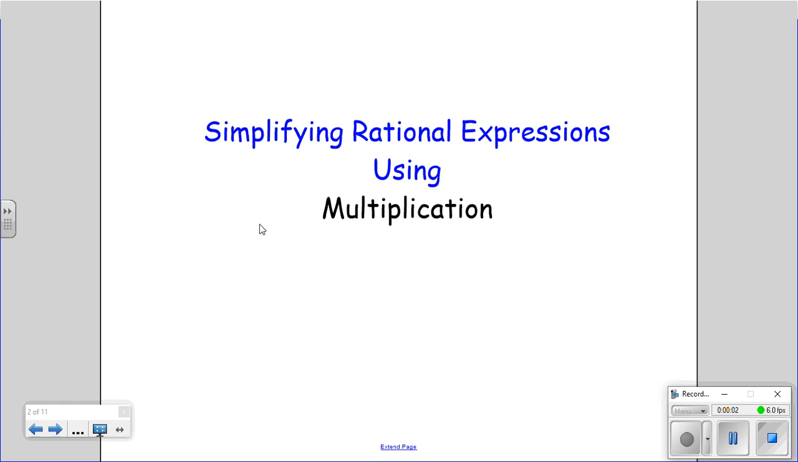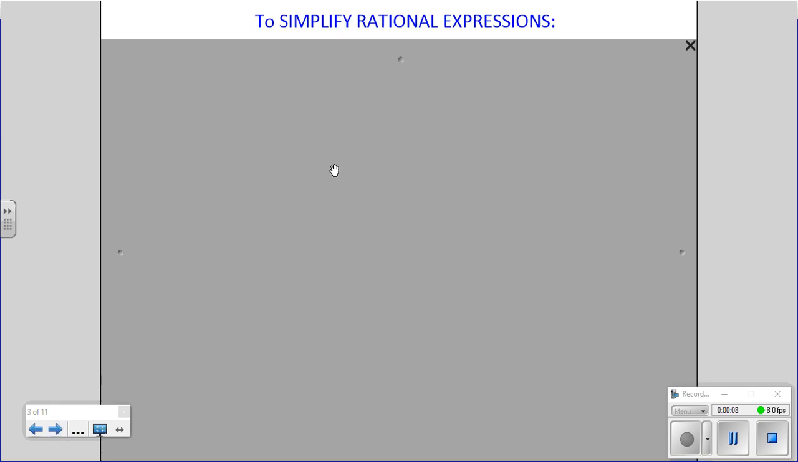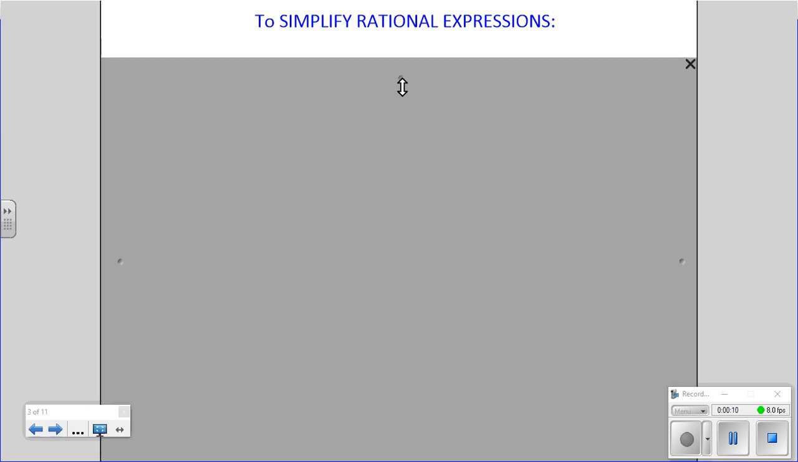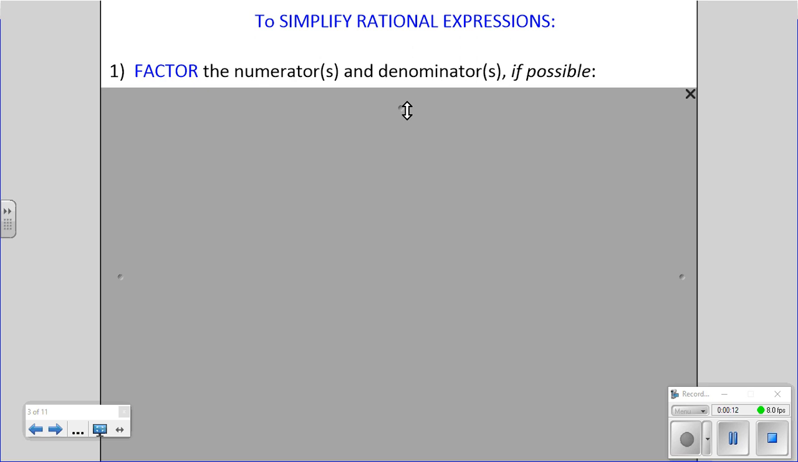Today we're going to talk about simplifying rational expressions using multiplication. To simplify rational expressions, first we're going to factor the numerator, aka the top, and the denominator, aka the bottom, if possible. So you have to remember your factoring rules.